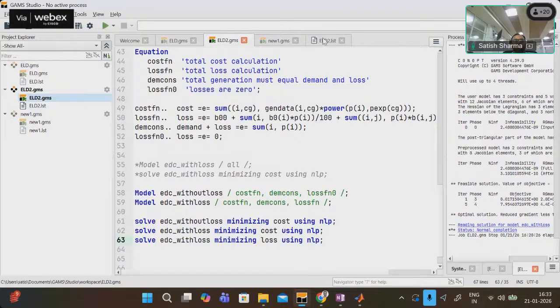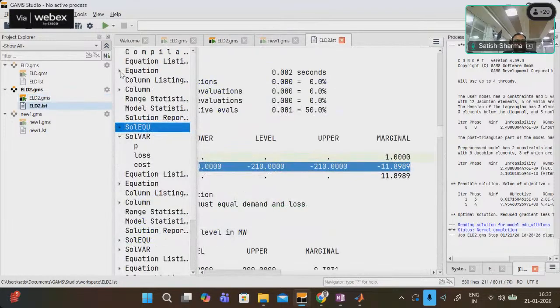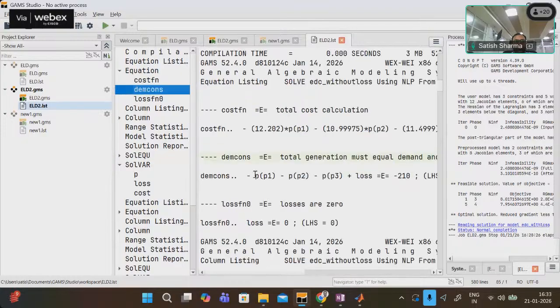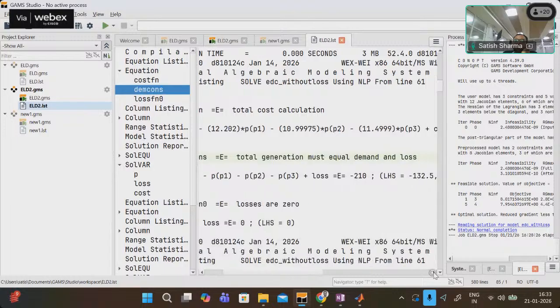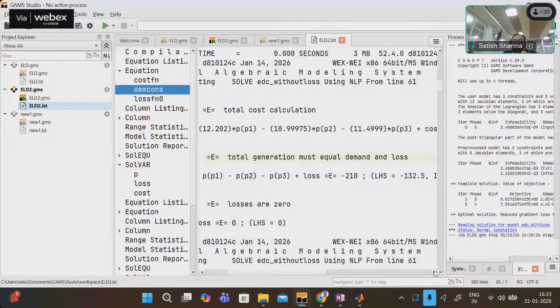Okay, how does it look? If I see how this equation looks, the equation is basically minus p1 minus p2 minus p3 plus losses equals a certain demand. So it is basically negative demand. This is how it is treating the demand on the right hand side. It moves everything to the right hand side.